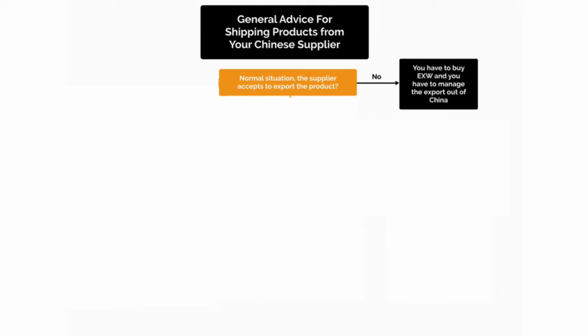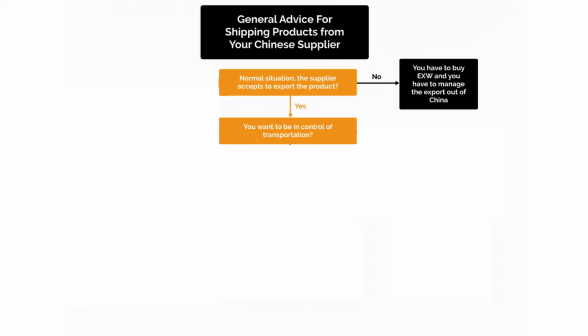So here is some general advice for shipping products from your Chinese supplier. If you want to ship your products from China, the first question you need to think about is whether it's a normal situation. Will your supplier accept to export the product? If the answer is no, you have to buy EXW and you have to manage the export out of China.